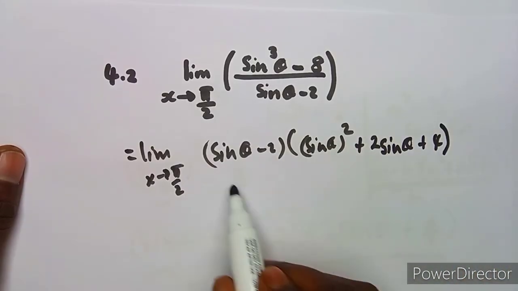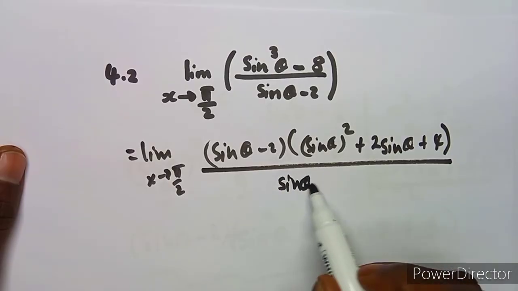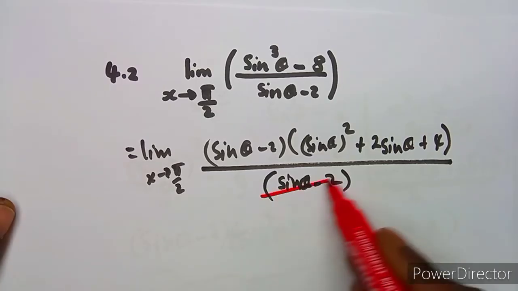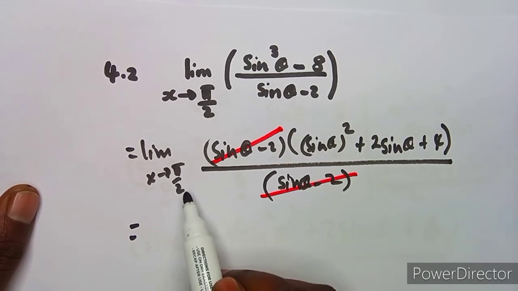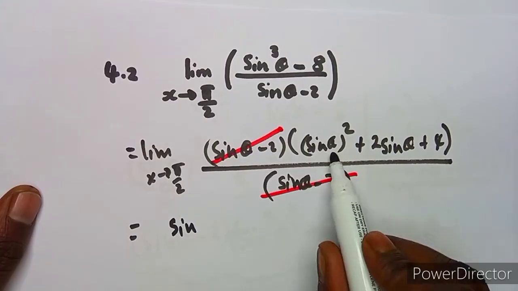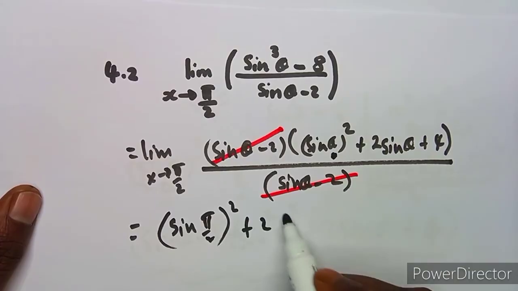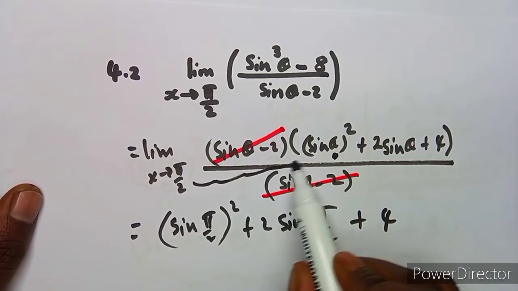So this is actually what you obtained, everything over the denominator, which we are already given, which is sine theta minus 2. So as you can see, after factorizing, some of the miracles just happen. You cancel there, then you are left with the limit that you're supposed to apply. The moment you apply this limit, it means in place of theta, I'm going to use pi over 2, then I square plus 2 sine pi over 2 plus 4. So that's what we mean from this part.